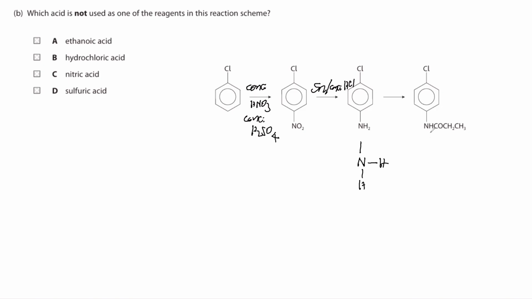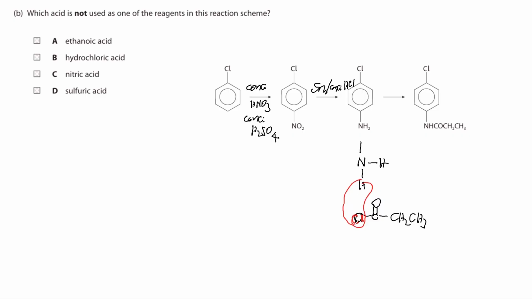To make it COCH2CH3, you need an acid halide. So you need an acid halide as an acid chloride. This is chlorine, CH2, CH3. What happens here? This hydrogen and this chlorine move out as an HCl molecule.